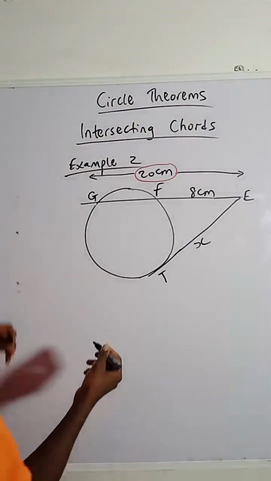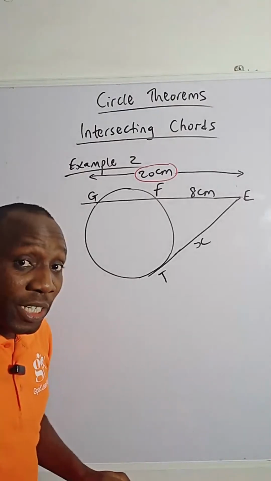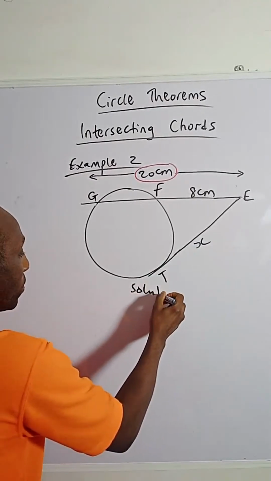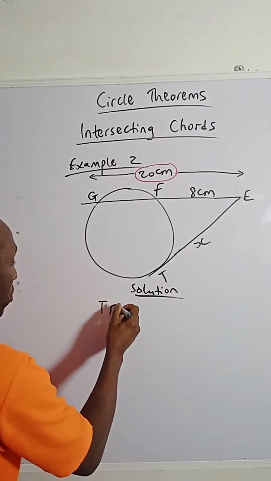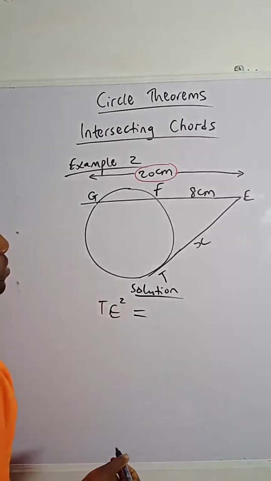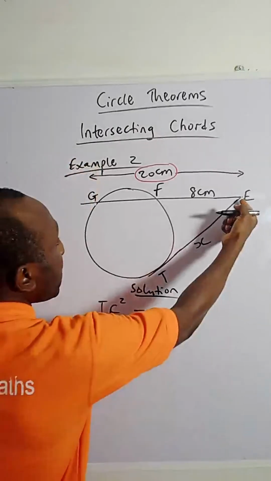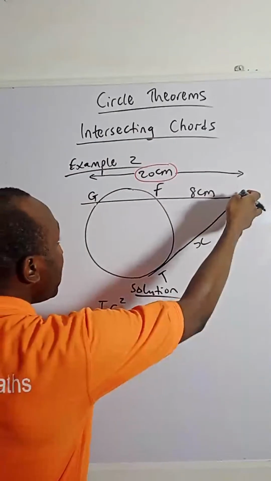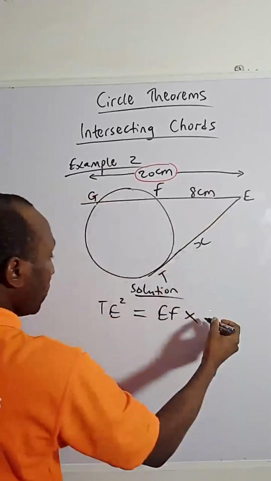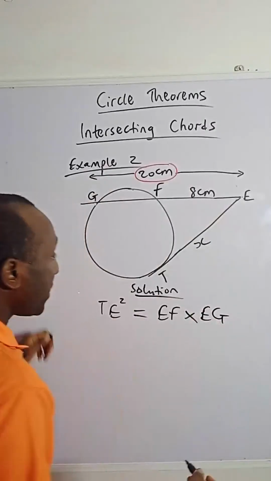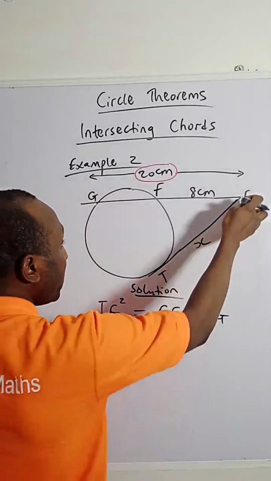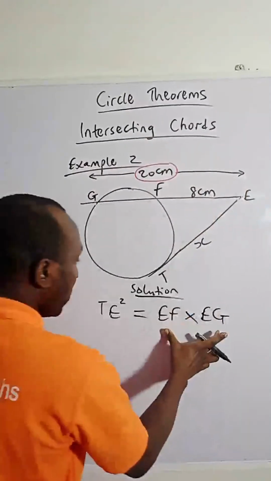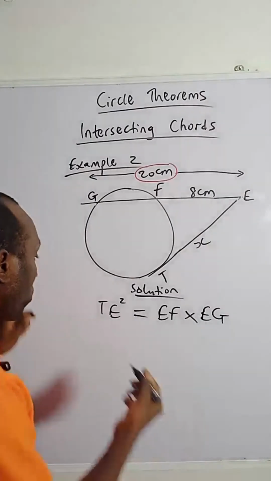Okay. So I told you square the tangent. So you do TE. Let's do the solution. You do TE squared is equal to what? EF times EG. That's it. Let me say it again. You square the tangent. TE squared is equal to what? EF times EG. This is what you have. That's it. So what's TE?